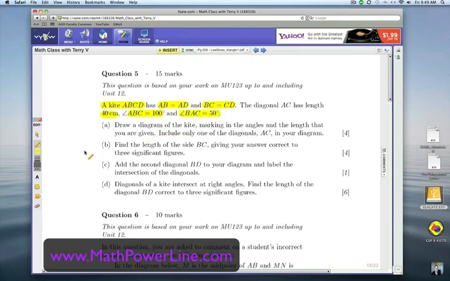Okay, now our task today is to solve these four questions. A, draw the diagram. B, find one of the missing side lengths. Okay, we'll get to that. C, add the second diagonal and label it. And D, find the length of diagonal BD. All right, so let's go ahead and take a look and draw this out.